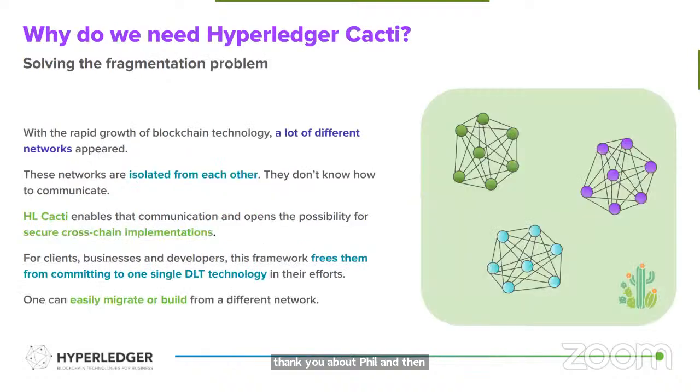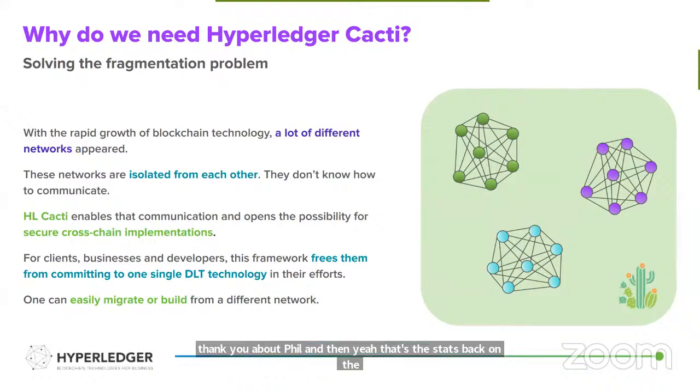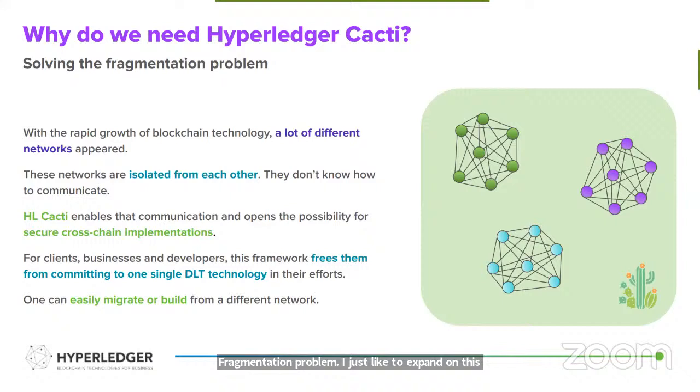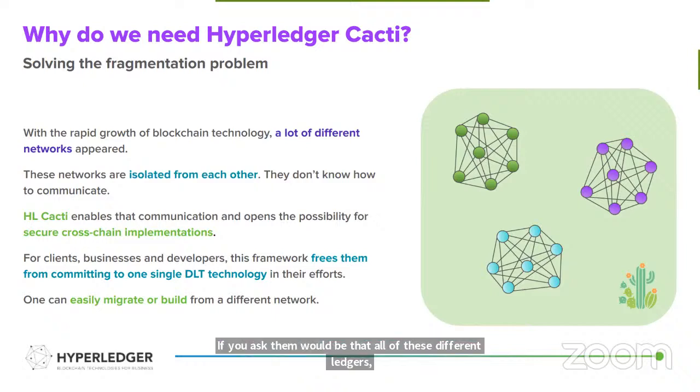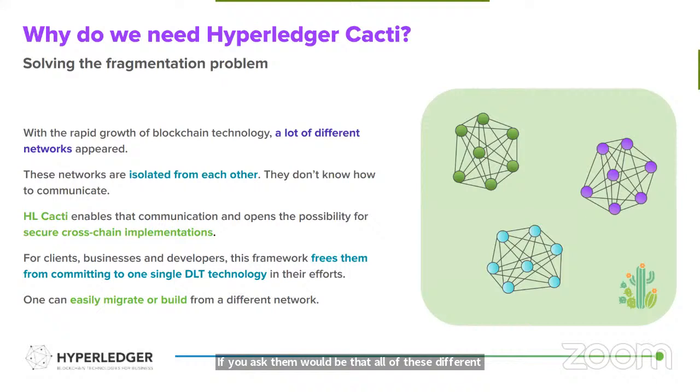And then, yeah, that's the stats. Back on the fragmentation problem, I'd just like to expand on this, because the common sense, intuitive requirement from everybody, if you ask them, would be that all of these different ledgers, all of these different pieces of software should just be able to talk to each other, no problem. But that's just not the case, even though intuitively as humans we would want it to be.